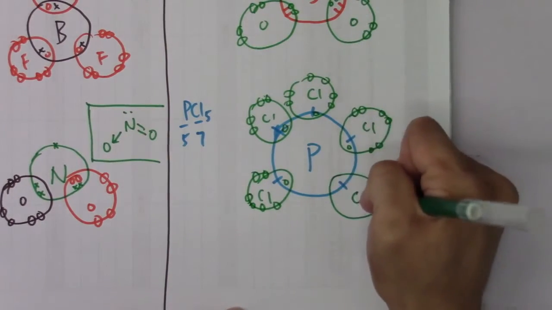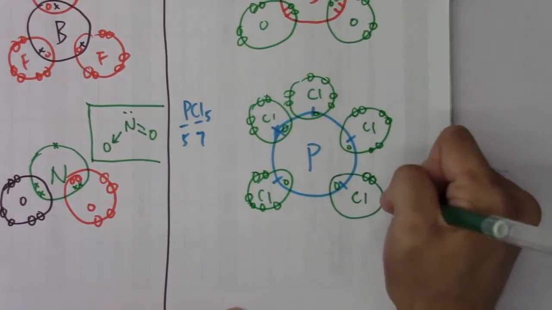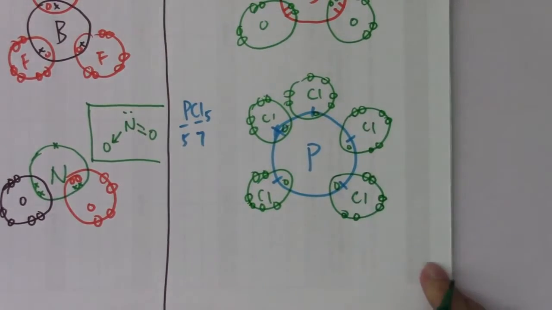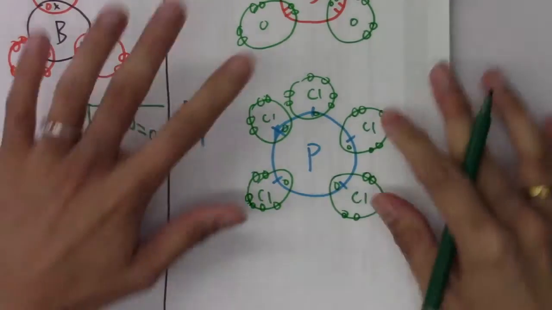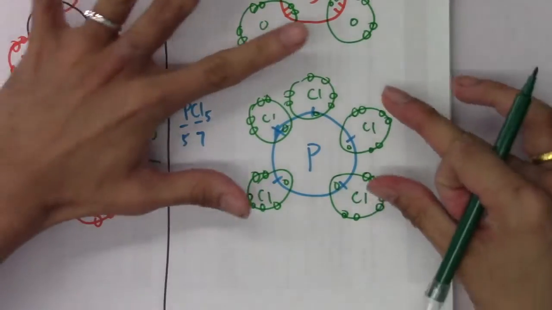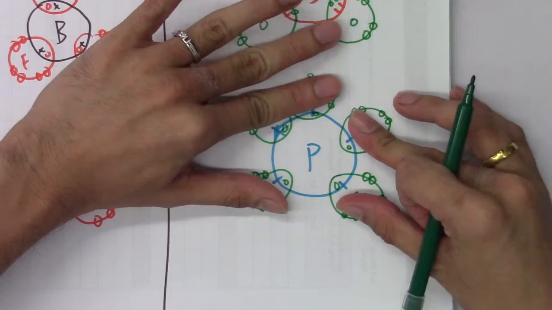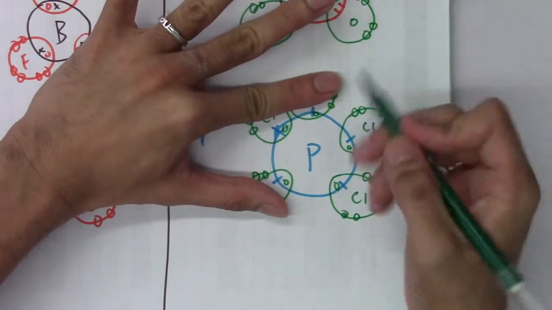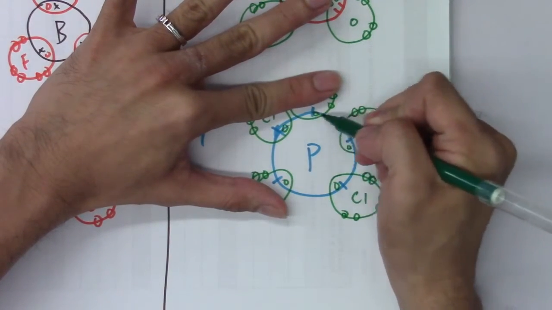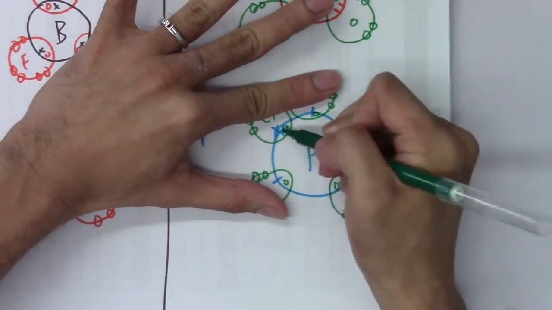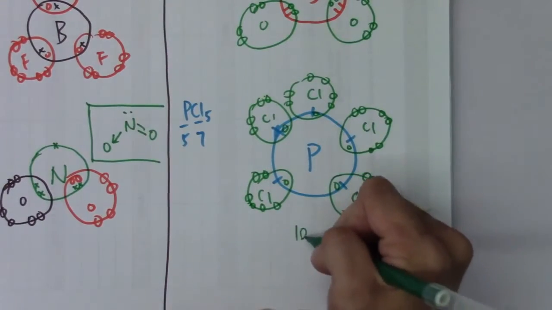And this one is the last one. So you notice this PCl5 again does not follow the octet rule. When we count the number of electrons around the phosphorus, it has 1, 2, 3, 4, 5, 6, 7, 8, 9, 10. 10 electrons as well.